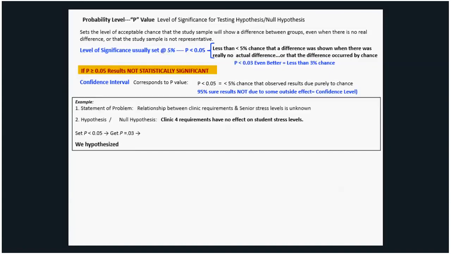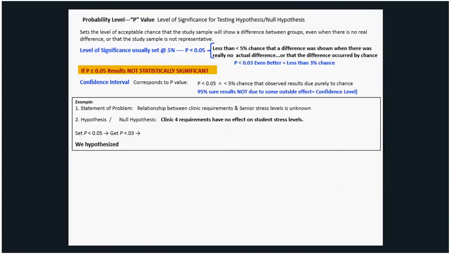So let's talk about this and work our way through, because the National Board will probably ask you at least one, maybe two questions in regards to your probability level or your confidence interval. So we look at this example. We have a statement of the problem: the relationship between clinic requirements and senior stress levels is unknown.